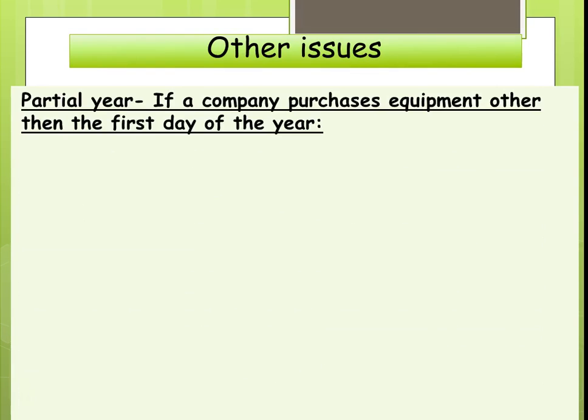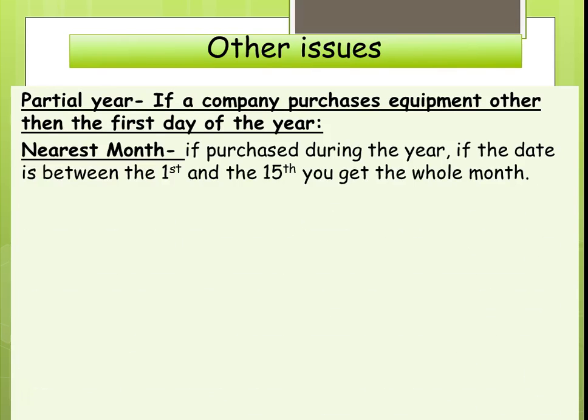Now, another issue is what happens if we buy it at other than the first day of the year? Well, we have a couple options here. The one we're going to be using is the nearest month, which if purchased during the year, if the date is between the 1st and the 15th, you get the whole month. So if you buy it on January 1st, you get 12 months. If you buy it on January 16th, you only get 11 months in the first year.